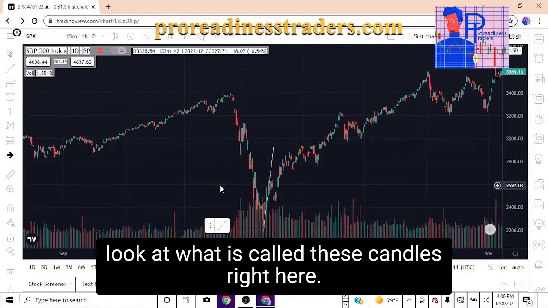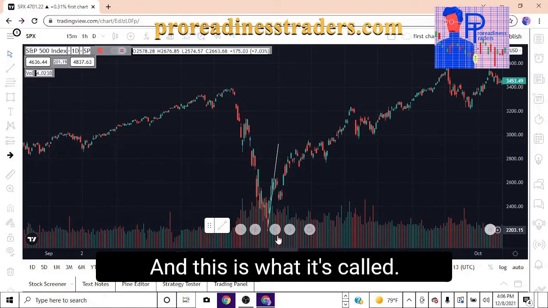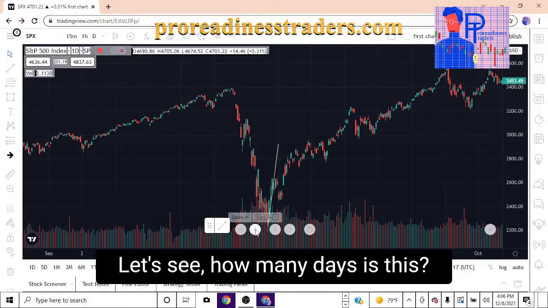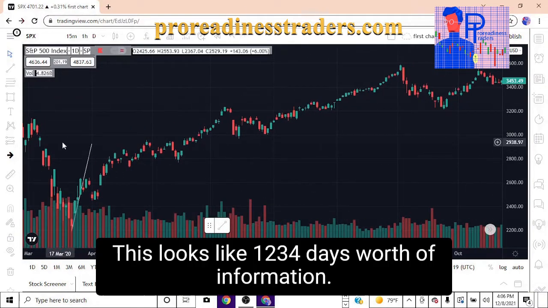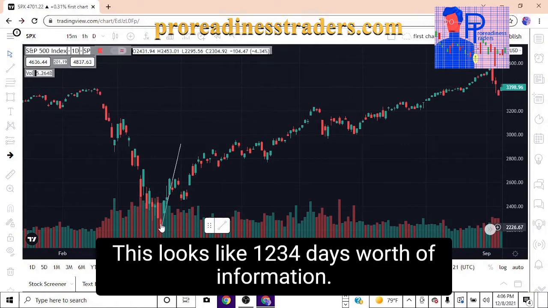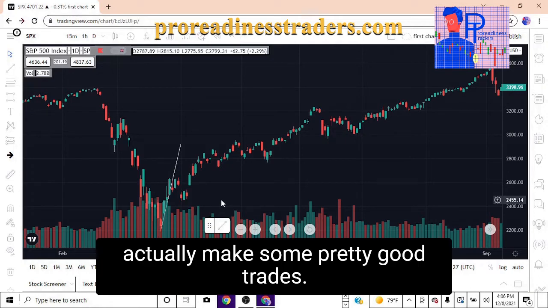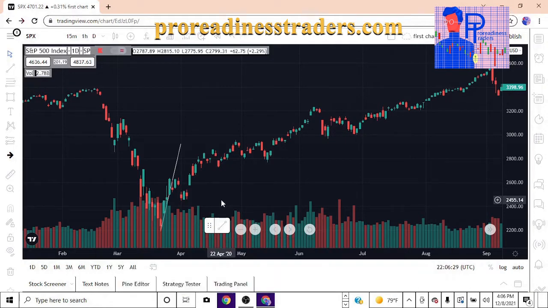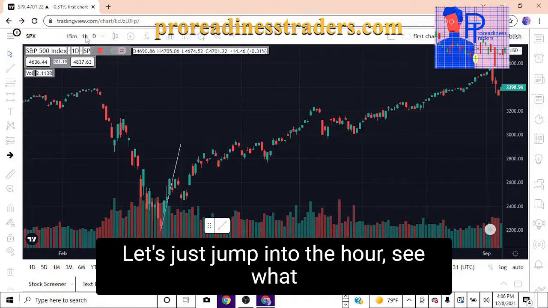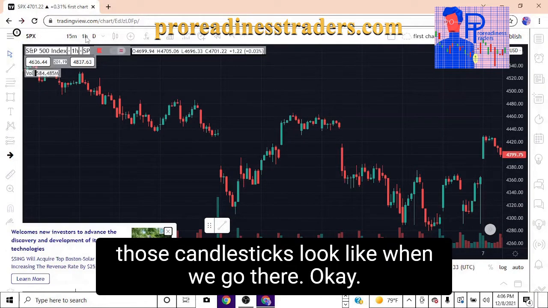But I'm going to look at what are called these candles right here. Let's see, how many days is this? This looks like 1, 2, 3, 4 days worth of information. Now, in 4 days, you could actually make some pretty good trades. Let's just jump into the hour and see what those candlesticks look like when we go there.